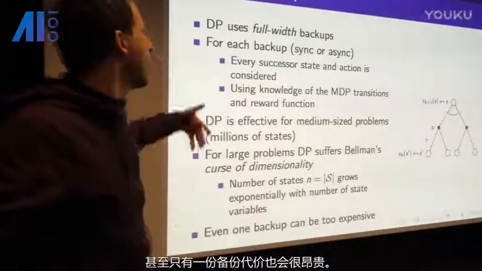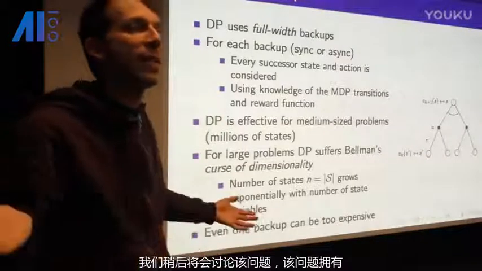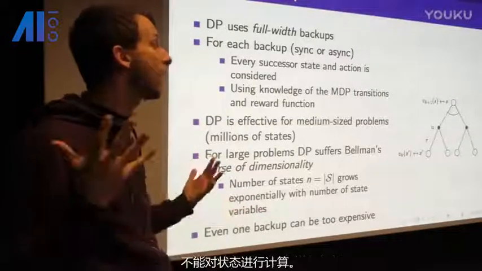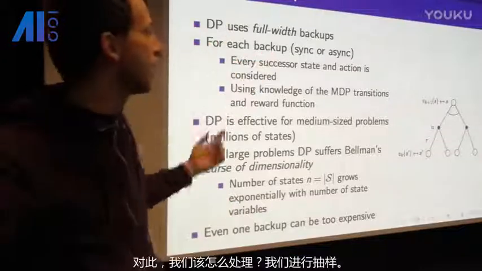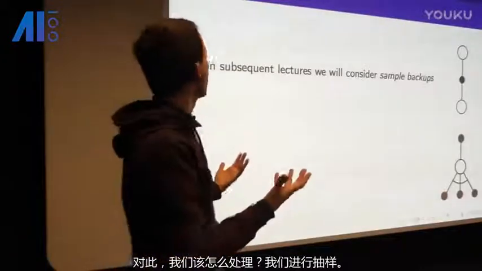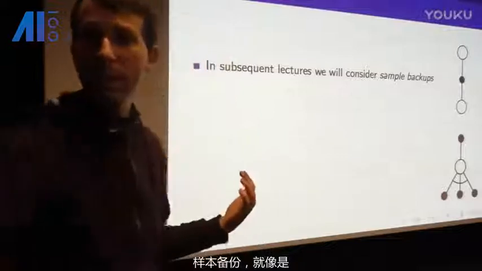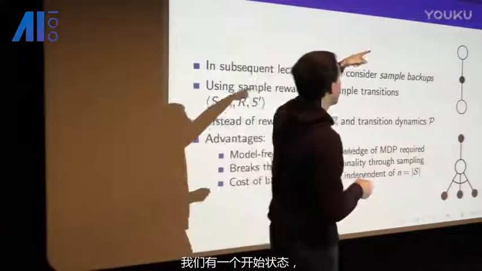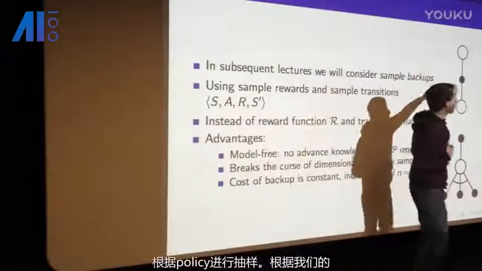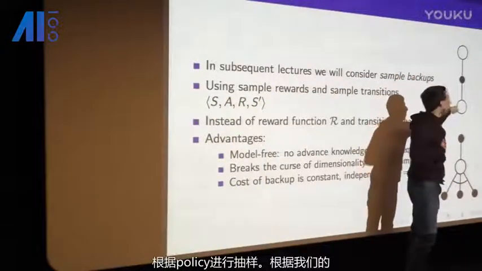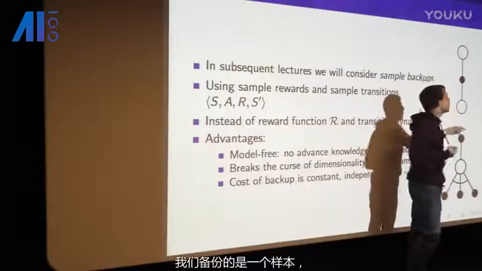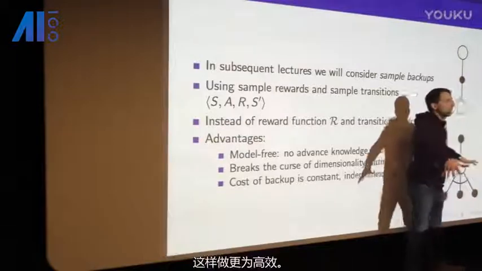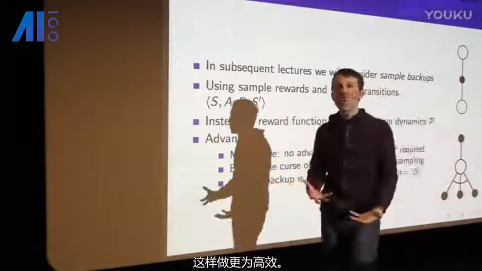And in cases where even one backup is too expensive, we're going to talk about problems later with 10 to the 170 states, you can't even do one iteration of dynamic programming. You can't even do one backup. You can't even compute this for one state. So in subsequent lectures, we'll consider sample backups. We're going to start in a state, sample one action according to our policy, sample one transition according to our dynamics, and do a backup based on that one sample instead of the full branching factor. That's going to give us a lot more efficiency.